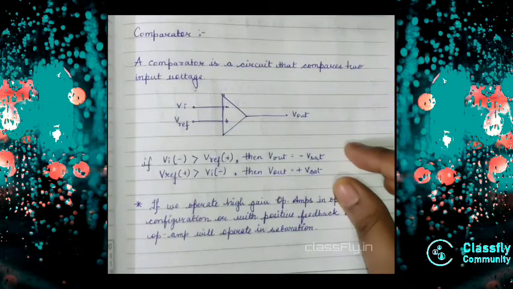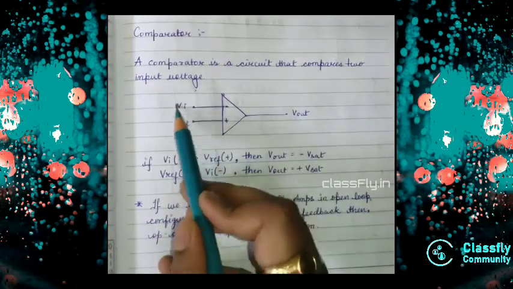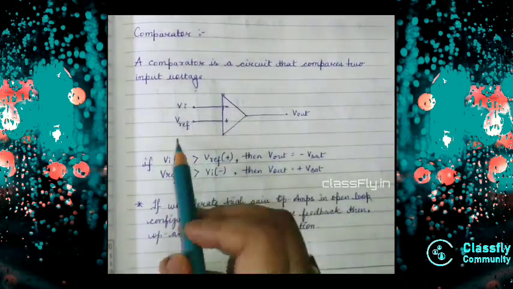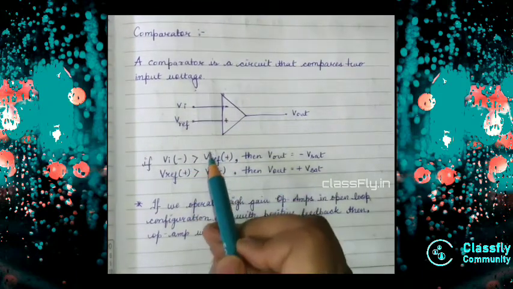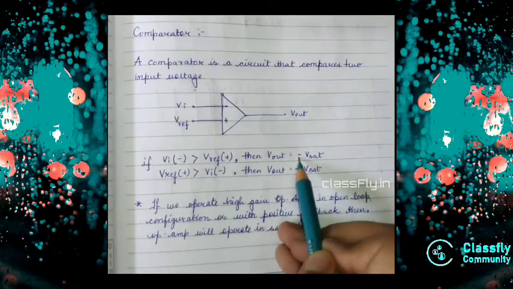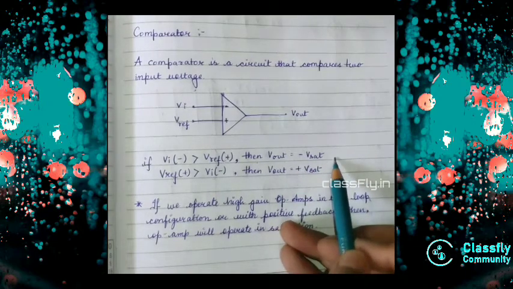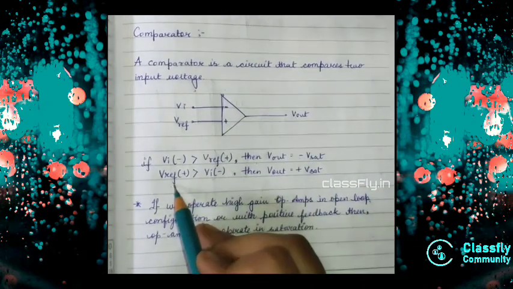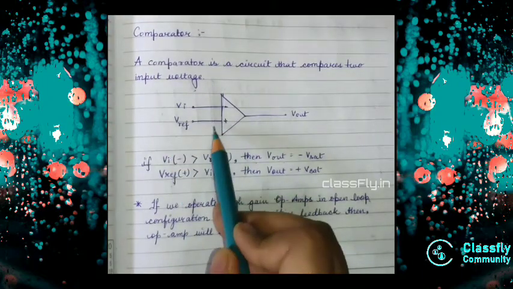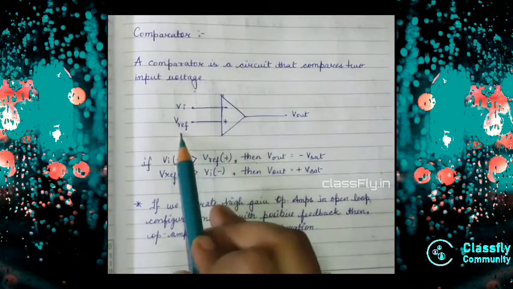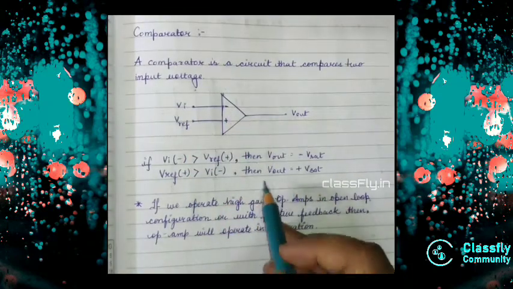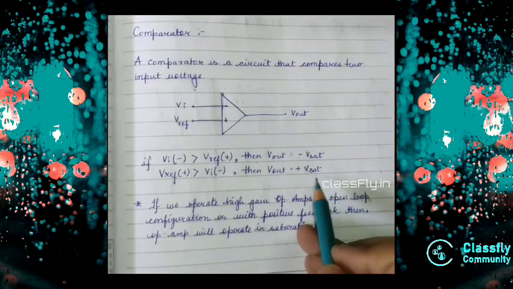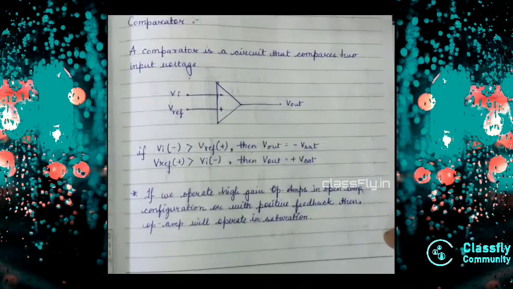There are basically two cases. One is VI, which is at the inverting terminal, and the other is Vref, which is at the non-inverting terminal. When VI is greater than Vref, Vout is the negative saturation. And when Vref, the non-inverting terminal, is greater than Vi, the inverting terminal, then Vout is equal to the positive saturation voltage.